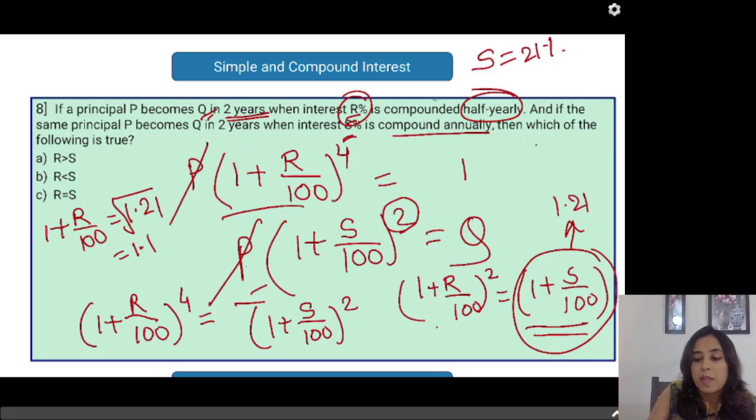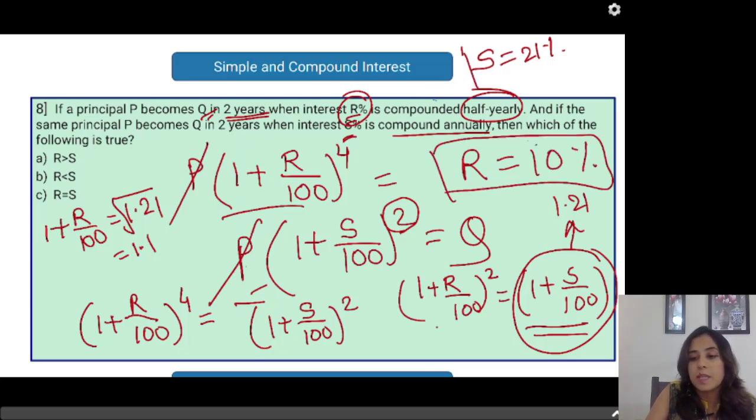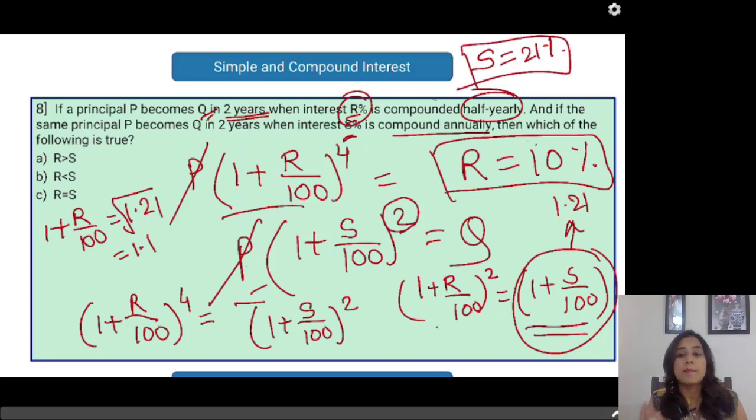So this gives the value of my R to be 10%. So the value of my R comes out as 10% and the value of my S comes out as 21%. Which means that the value of my S is going to be greater than the value of my R. So the correct relationship is the value of my R is less than the value of my S. I hope you guys have understood this particular problem as well.